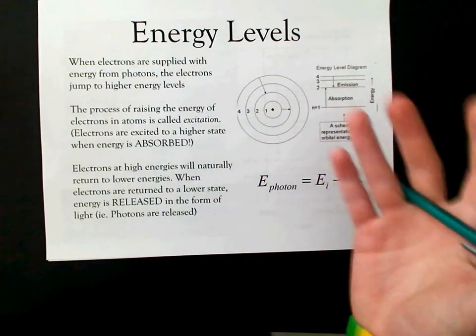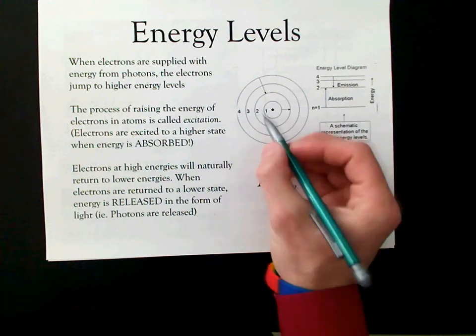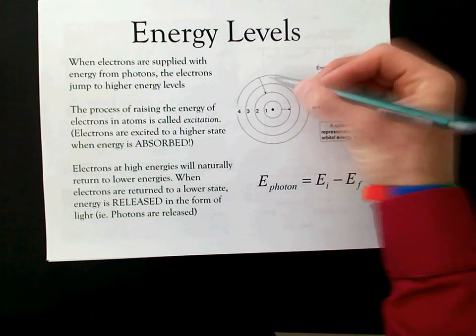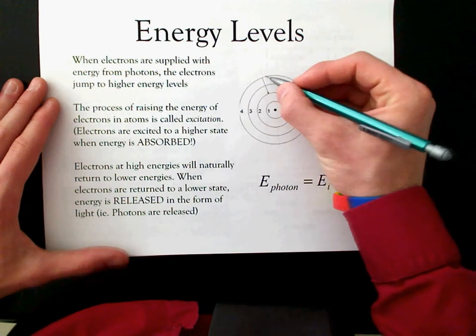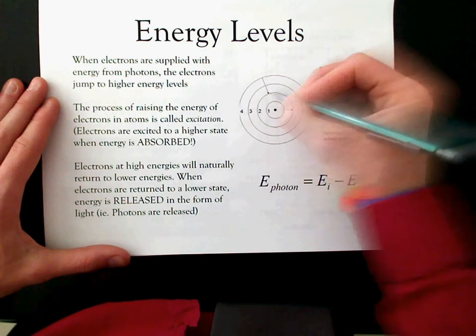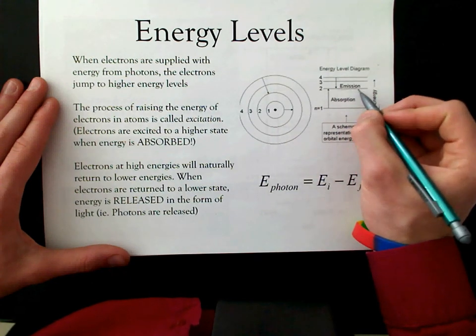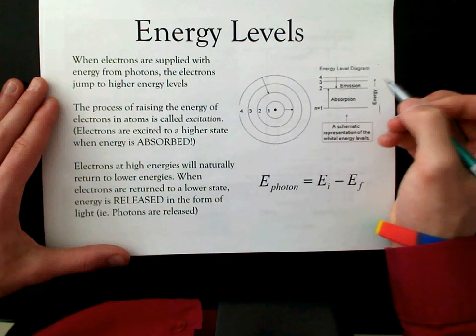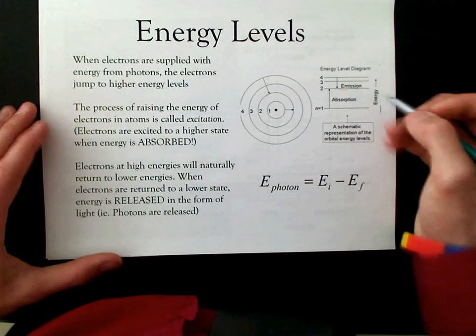But what happens if we're not ionizing? What happens if we're jumping from one energy level to another? Say, in this case, we're going from 4 to 2. Well, when we go from a higher energy level, so say 4, over to 2, we're releasing energy. So from 4 to 2, it's emitting energy, and it emits energy in the form of light, whether it's visible or off of our visible spectrum of what we can see.